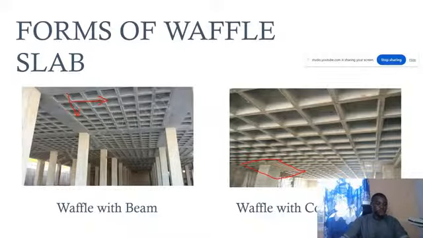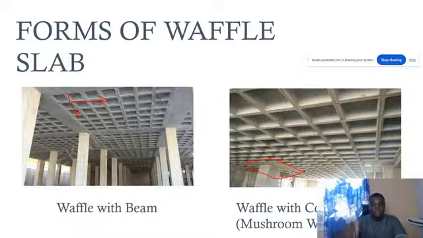But for the first one, since it is supported by beam, there's no need for you to check for punching shear. Another name for this is the mushroom waffle. So you can call it waffle with column capital or the mushroom waffle. So these are the two forms of solid waffle slab that we have. Like I mentioned, generally they are usually done with removable mold. So this mold, as I've said earlier, they are of standard sizes depending on the spacing of your rib that you want.